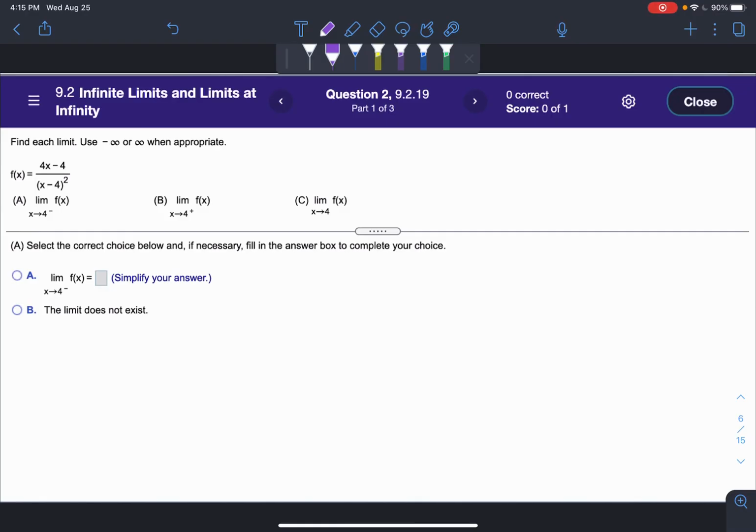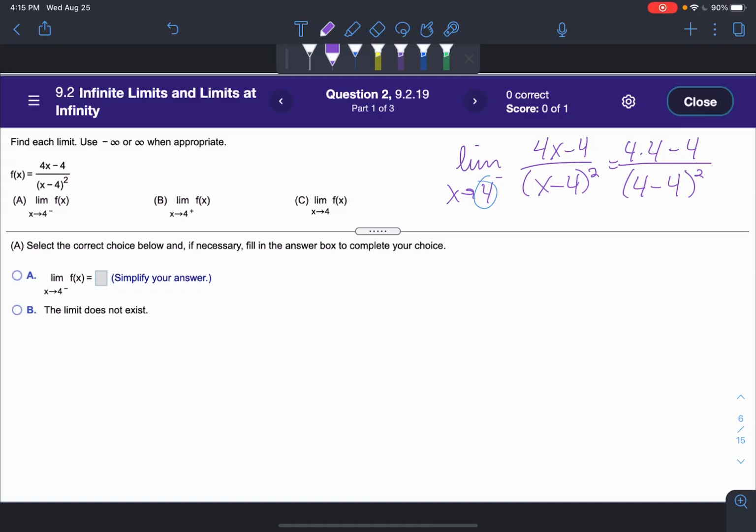Alright, so for this problem, we want to find the limit of this function that we're given. We no longer have a graph. So let's find the limit as x approaches 4 from the left of 4x minus 4 over x minus 4 squared. The first thing you should always do is try and plug in this value. So let's do 4 times 4 minus 4 over 4 minus 4 squared.